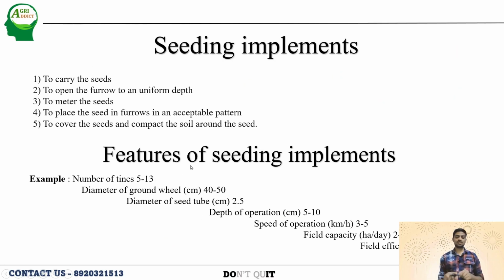Looking at the features of seeding implements, there is the diameter, the number of tines, the diameter of the seed tube, the depth of operation, whether it is 5 to 10 centimeter, at which depth the seed should be sown, the speed of operation, at which speed that particular machine is operating, and field capacity, that is, how much area of land that particular seed implement is covering. For example, I mentioned 2 to 2.5 hectare per day. It is the efficiency of a seed implement in general, and field efficiency is around 70 to 75%.